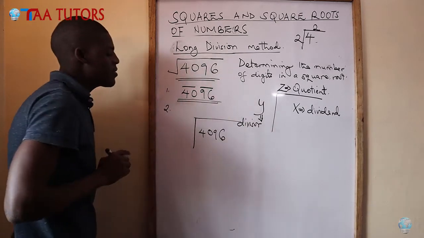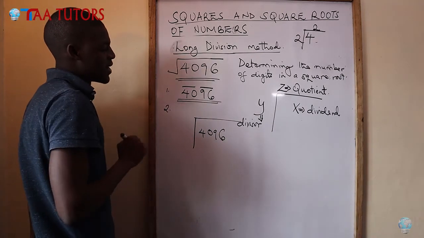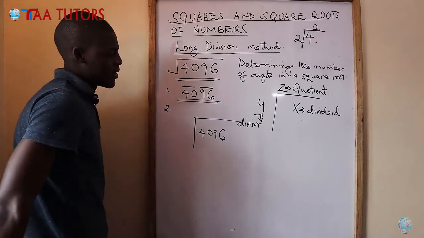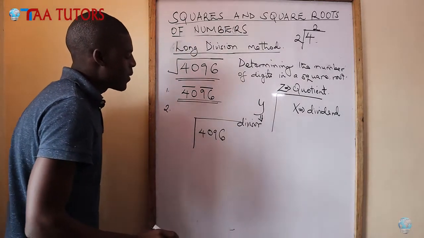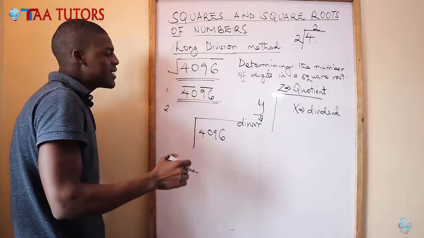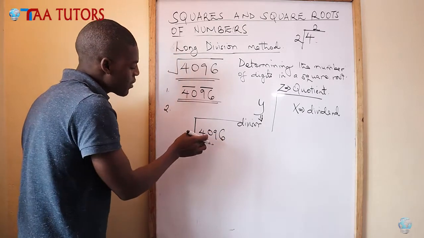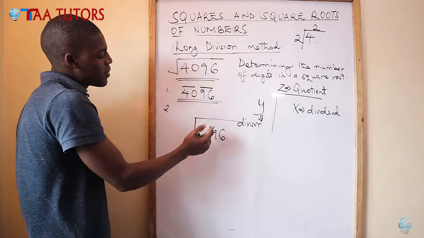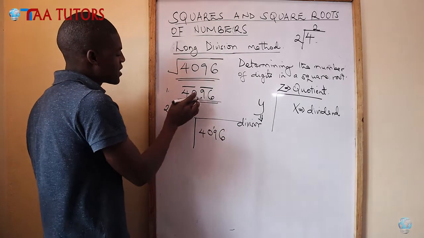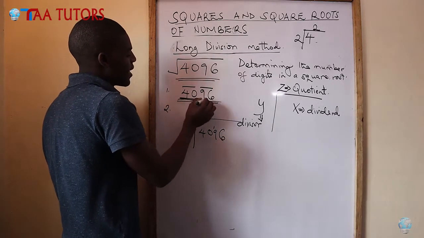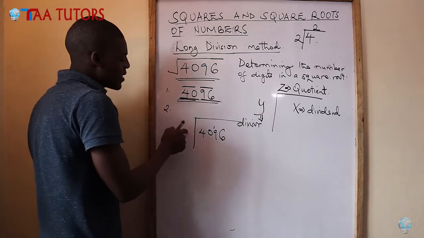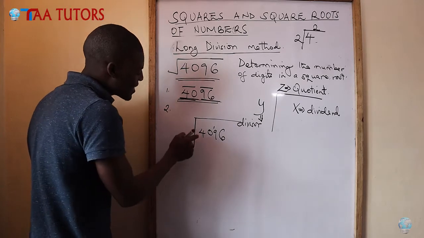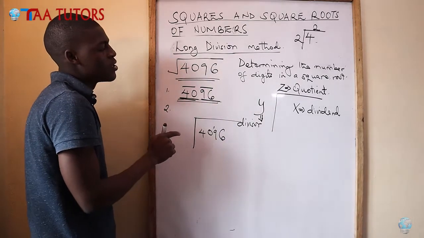4096 as the dividend. Now, we want to determine the divisor outside. What do we obey? We take a value whose square is less than or equal to the first group, the value in the first pair. We know that our first pair is 40, then 96. Now the divisor outside must be a number whose square is less than 40 or equal to 40.